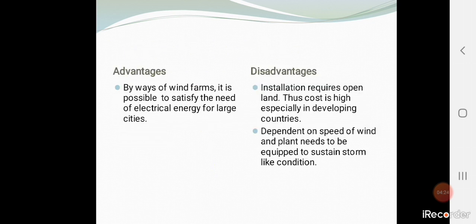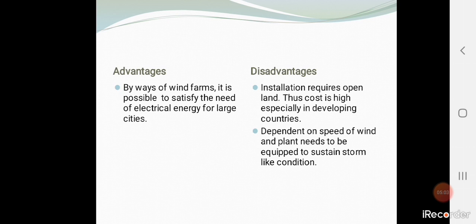Now, advantages and disadvantages of this wind power conservation. What are the advantages? By way of wind farms, it is possible to satisfy the need of electrical energy for large cities. This is the best advantage of this. And disadvantages are, installation requires open land. Of course, for a number of windmills, I need a huge open land. Thus, cost is high, especially in developing countries.